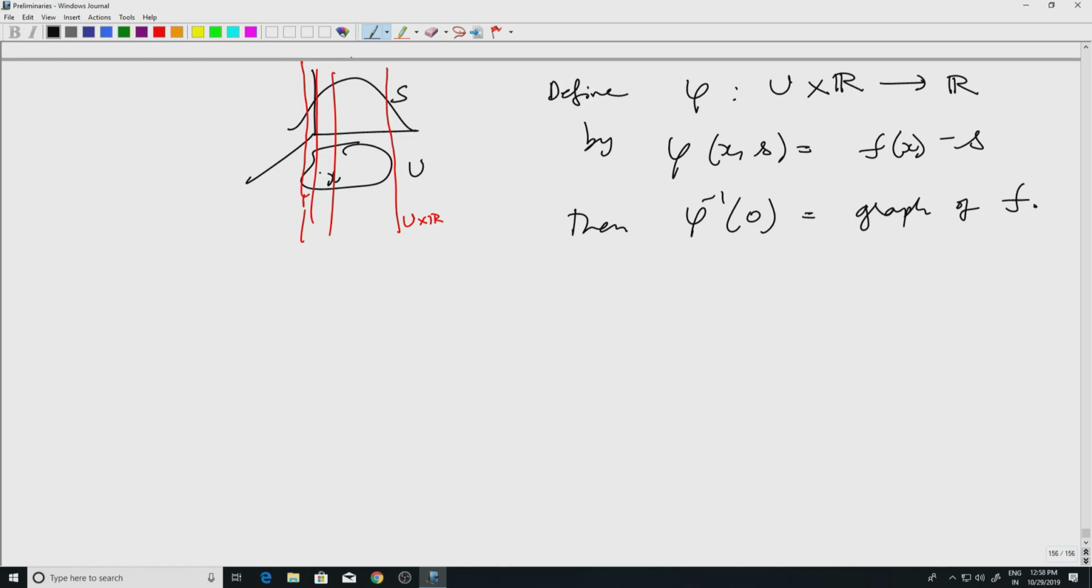So let me stop at this stage, and then in the next class I'll compute the derivative of this phi and show that the conditions for the regular value theorem are satisfied. So we'll stop here. Thank you.